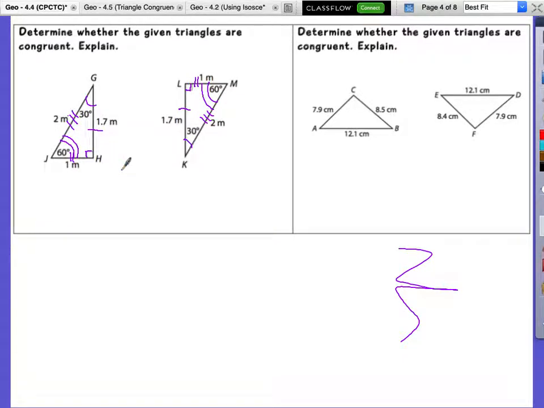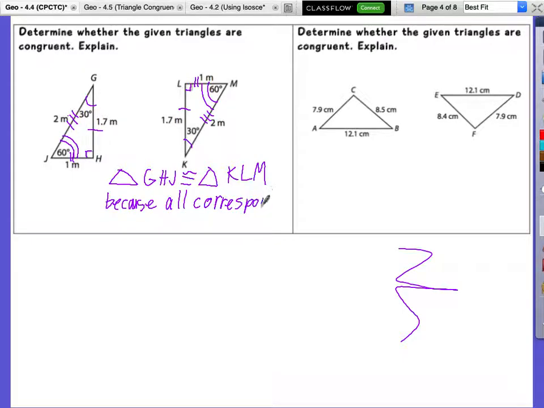Yeah, so we can make a congruent statement. We can say triangle GHJ is congruent to triangle what? How would we word the second one if I started it off as GHJ? Very good. KLM. We'd have to start with the 30-degree angle and go to the 90-degree angle, finishing off at the 60-degree angle. And we could say because all corresponding parts are congruent.